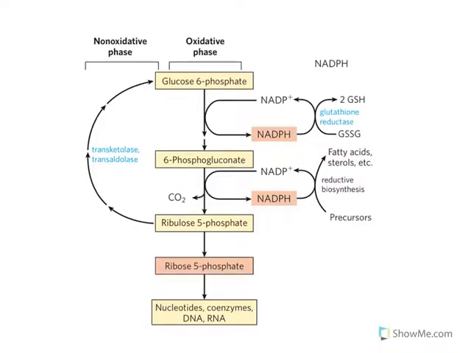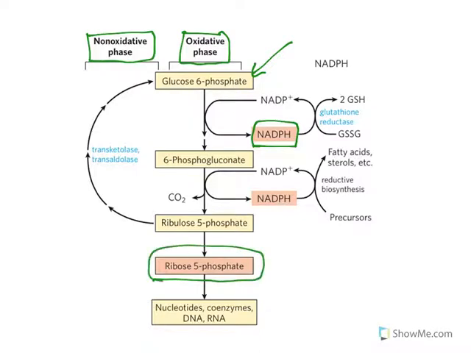See, HMP shunt has got an oxidative phase and a non-oxidative phase. Both of them are there. It starts with glucose. Glucose is converted to glucose 6-phosphate. But the major thing in HMP shunt is the formation of NADPH and ribose 5-phosphate. These two are very important. The reason is, as you know, this ribose 5-phosphate is what is converted to DNA, RNA, nucleotides and enzymes. All of them are formed from this pathway, so this is a very essential one.